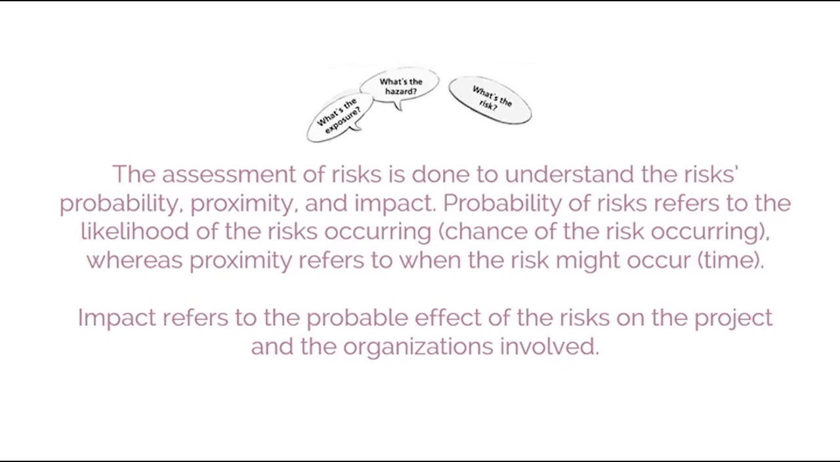Risk assessment will also help the Scrum team to prioritize risks and plan mitigation actions to address high-priority risks. The assessment of risks is done to understand the risk's probability, proximity, and impact. Probability of risks refers to the likelihood of the risks occurring, the chance of the risk occurring, whereas proximity refers to when the risk might occur, the time. Impact refers to the probable effect of the risks on the project and the organizations involved.